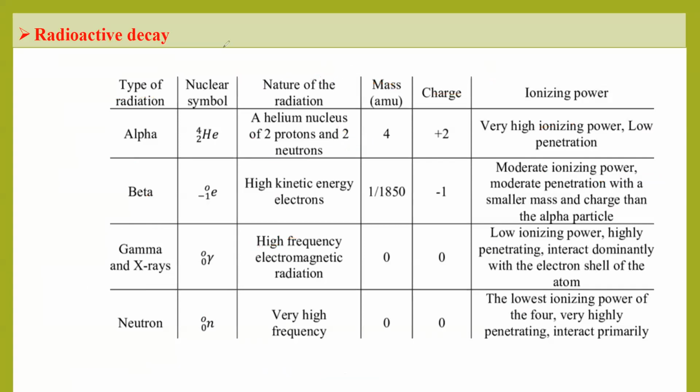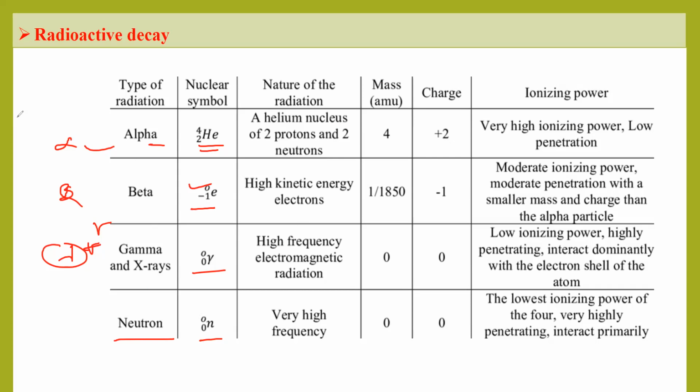So now, in radioactivity, there are three or four types of radiations. First is alpha, second is beta, third is gamma, and then neutrons. There are four kinds of radiations which can be emitted by the nucleus. So the nuclear symbol of alpha is 2He4, beta is -1e0, gamma is 0γ0. It is gamma radiation, or it may be X-rays, and neutron is 0n1.